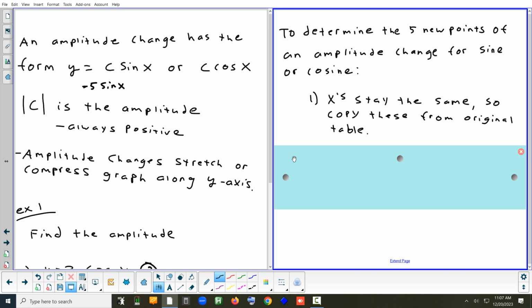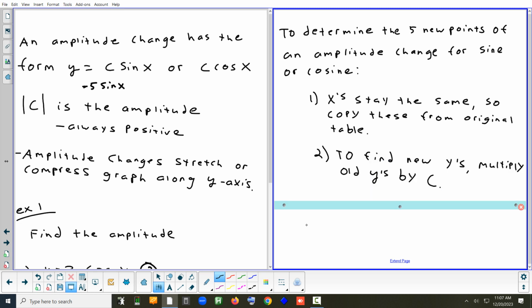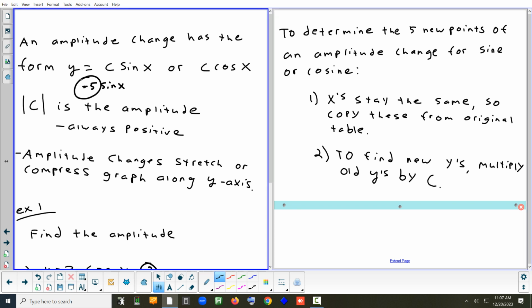Now, if the x's are going to stay the same, the y's are going to change. How do they change? Take all the old y values and multiply them by the number in front. Notice I didn't say anything about absolute value. You just use the number that's in front the way it is, because the negative is important when you're doing the graph, if it's there. Okay, so arithmetic is pretty easy. Just multiplying all the old y values by the number in front.